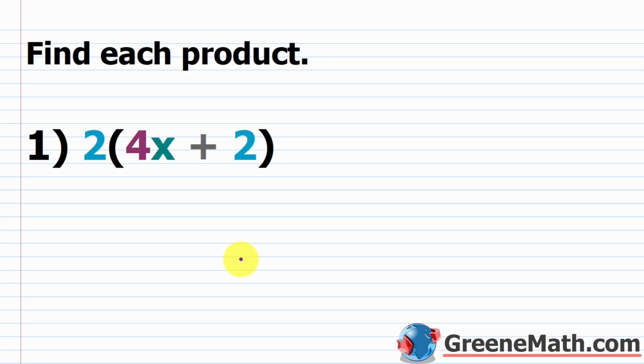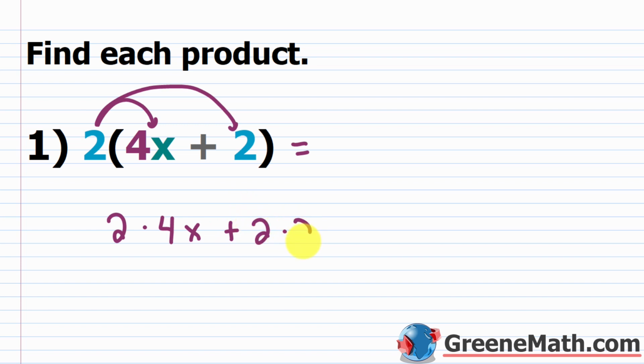All right, let's look at our little practice test. So we're told to find each product, and for the first problem, we have 2 multiplied by the quantity 4x plus 2. Okay, so when you see a scenario like this, you're just going to use your distributive property. So I'm going to distribute this 2 to each term inside of the parentheses. So let's go ahead and set this up the long way. We'll have 2, and I'm going to put multiplied by 4x, and then plus I'll have 2 times 2.